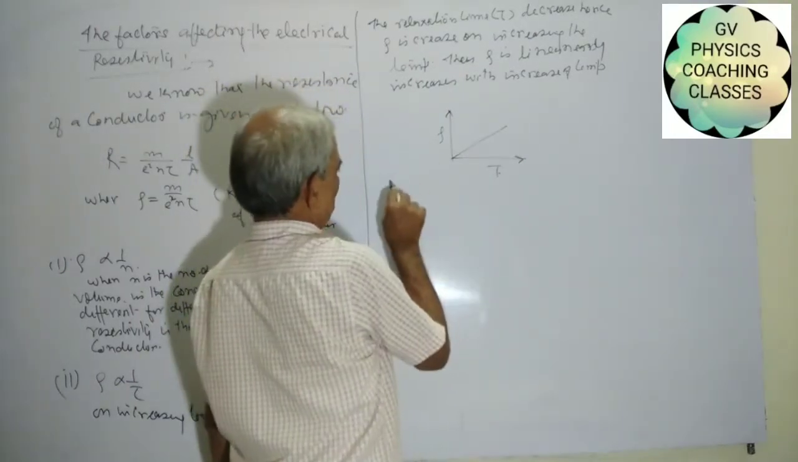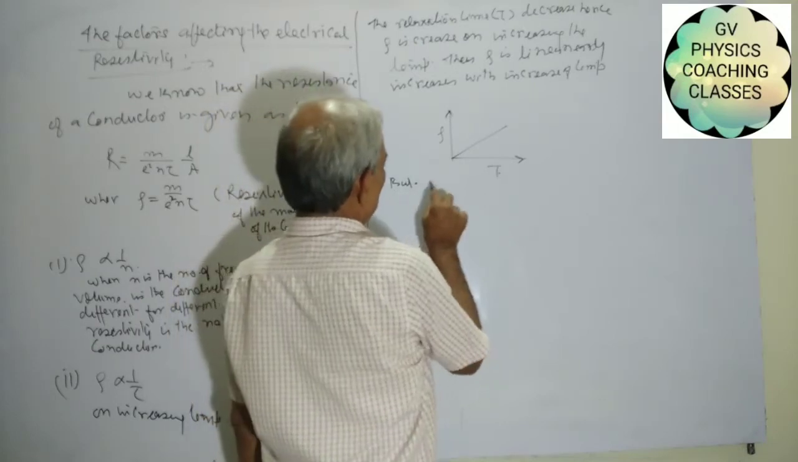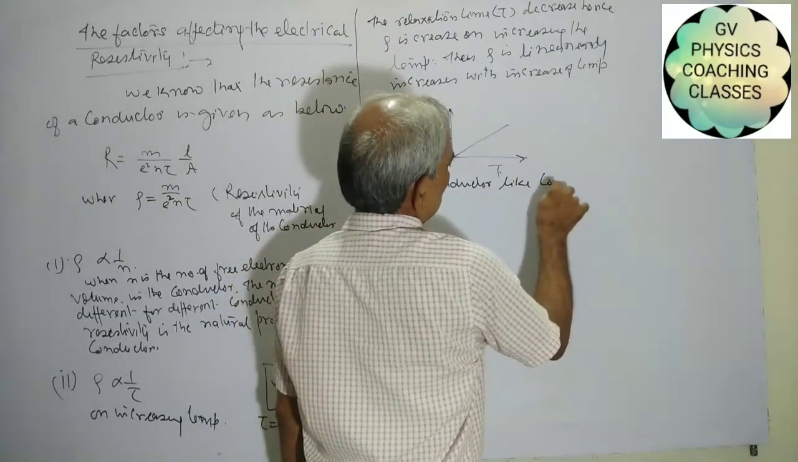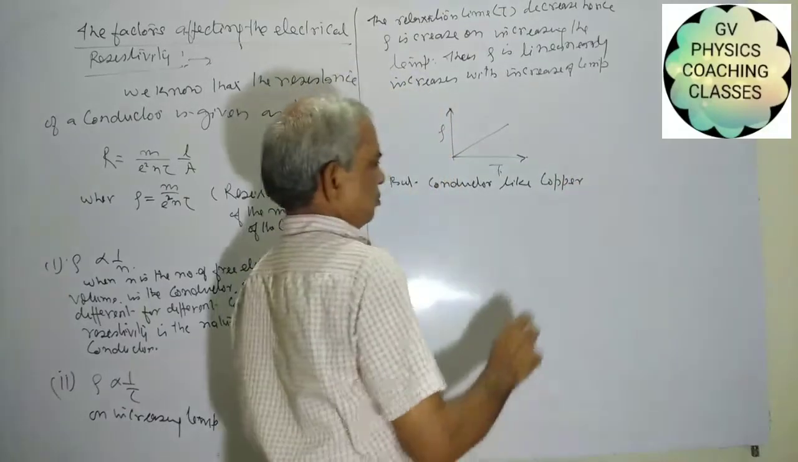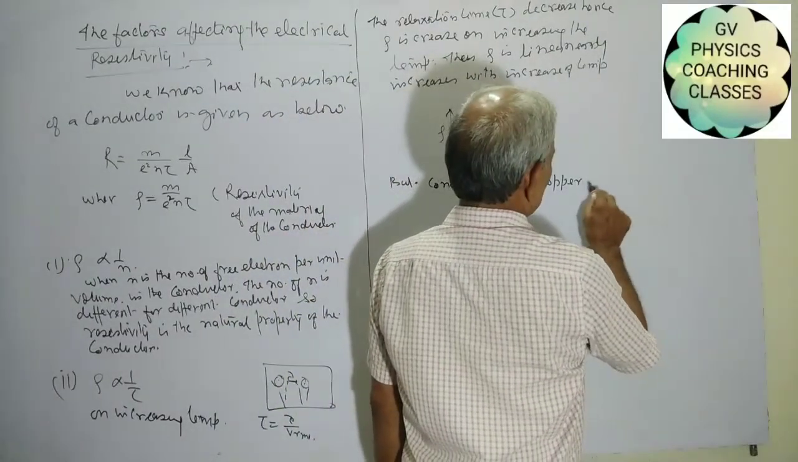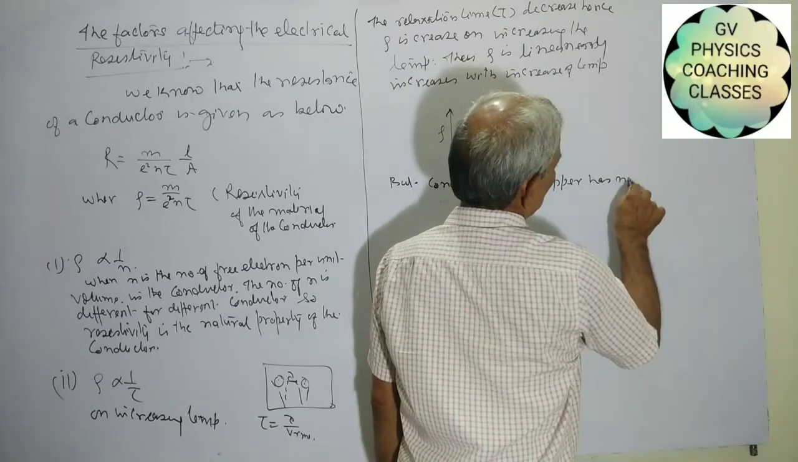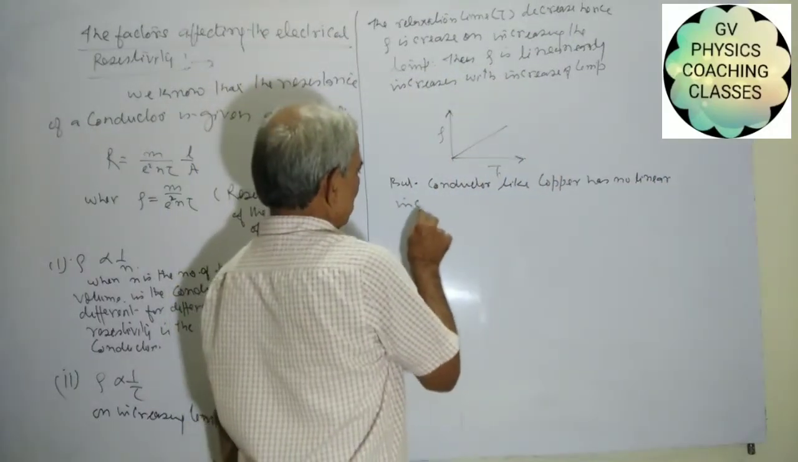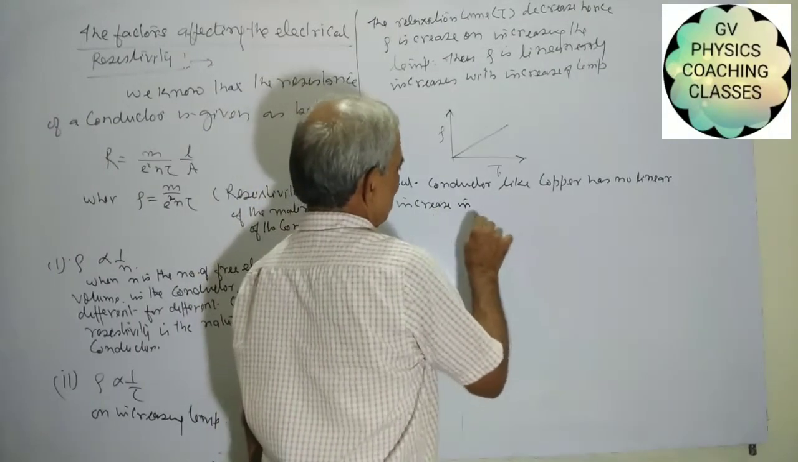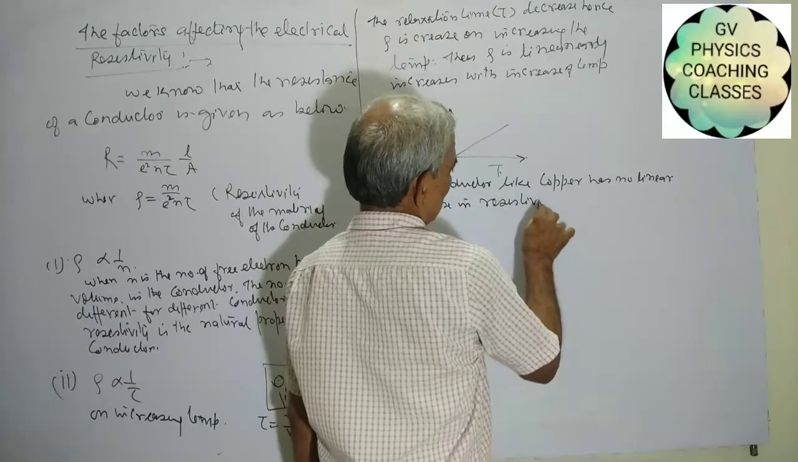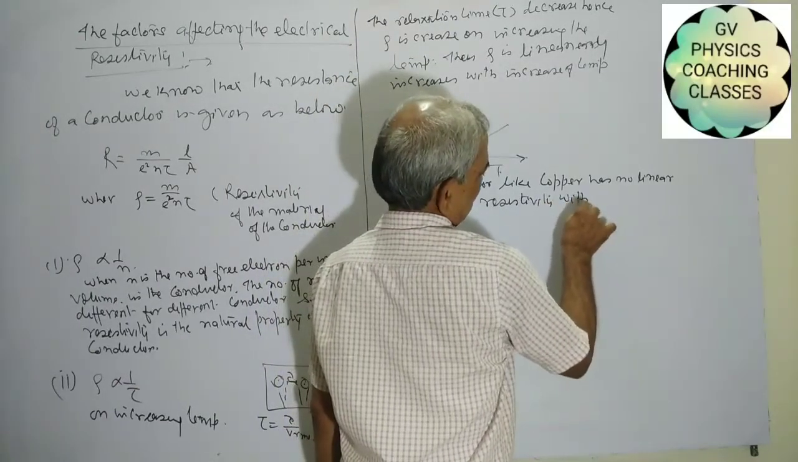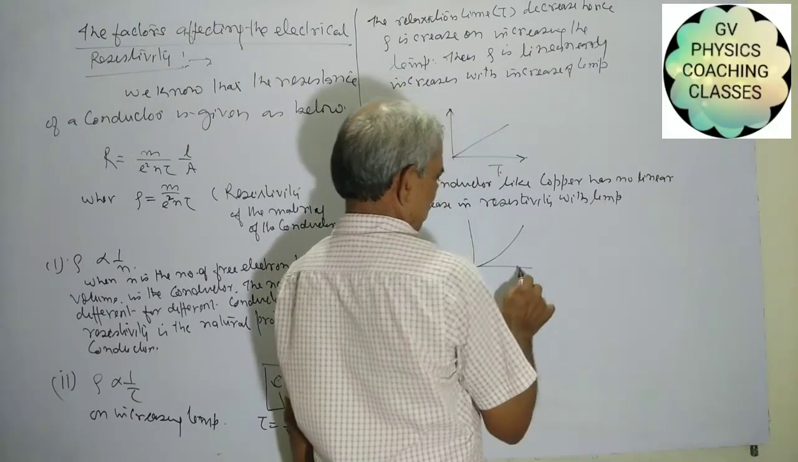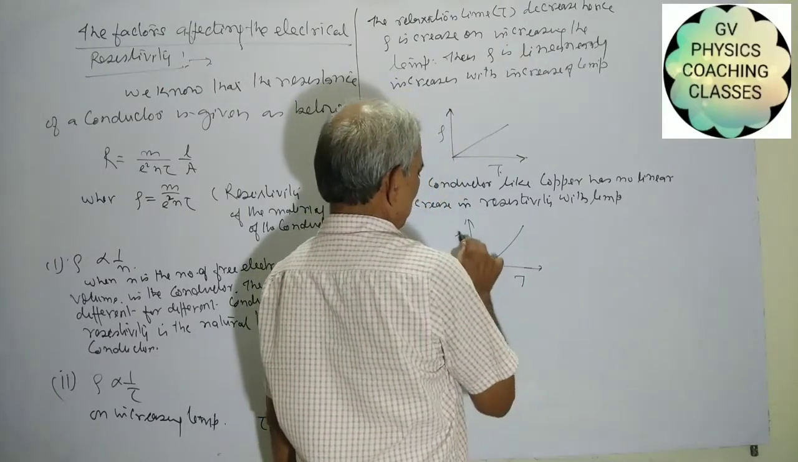But some conductors like copper have no linear increase in resistivity with temperature. In this case, the graph is like this.